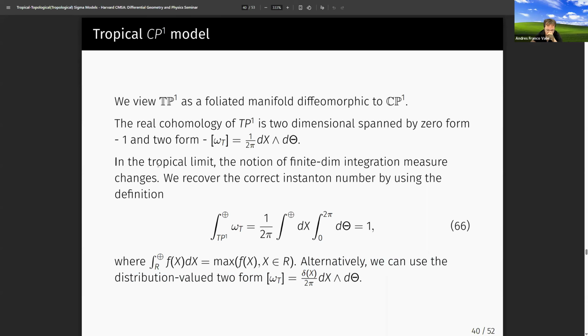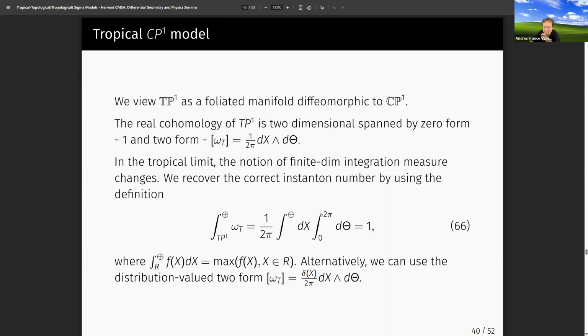The other problem is that in the tropical limit, the notion of finite dimensional integration measure, not the functional integration measure, but the finite dimensional one, is also going to change. If we want to recover the correct instanton number to match both sides, the original topological A model and the tropical sigma model, you have to change the notion of finite dimensional integration to use the tropical notion of integration. Taking limits and so forth, the natural notion of tropical integration is just to take the max of that function.